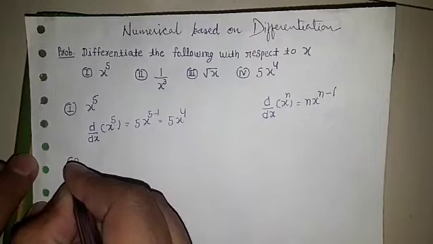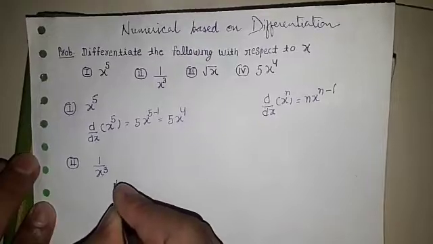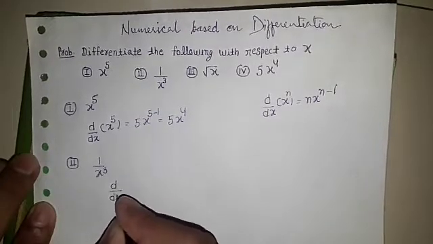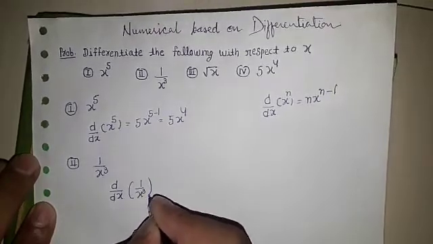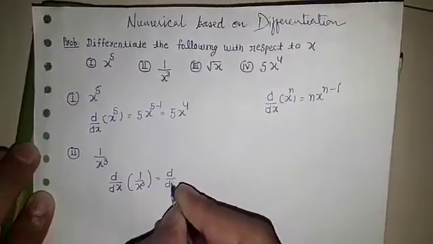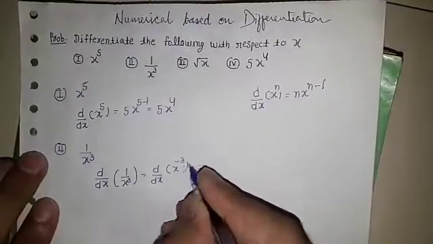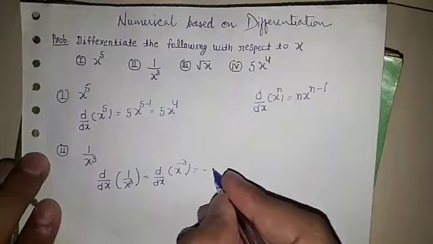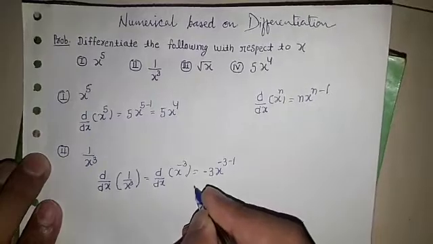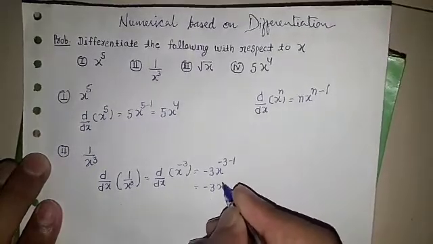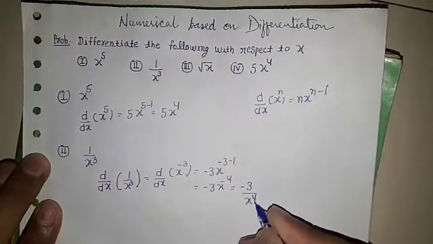Problem number second, 1 upon x cube. We have to differentiate 1 upon x cube with respect to x. So we will write d by dx of 1 upon x cube. We can write d by dx of x to the power minus 3. Here n is minus 3. So again using this formula, we get minus 3 x to the power minus 3 minus 1. So it is minus 3 x to the power minus 4. So the final answer is minus 3 x to the power minus 4.